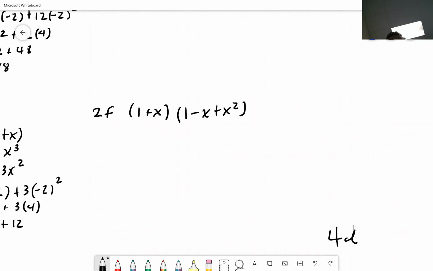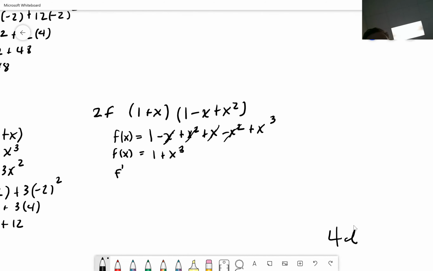So, well, you just do FOIL here, right? So let's do FOIL. 1 times 1 is 1. 1 times negative x is negative x. 1 times x squared is positive x squared. X times 1 is x. X times negative x is negative x squared. And then you have x times x squared is x to the third. Combine like terms, obviously. So looks like this cancels out. This cancels out. You have 1 plus x to the third. So something simple like that.